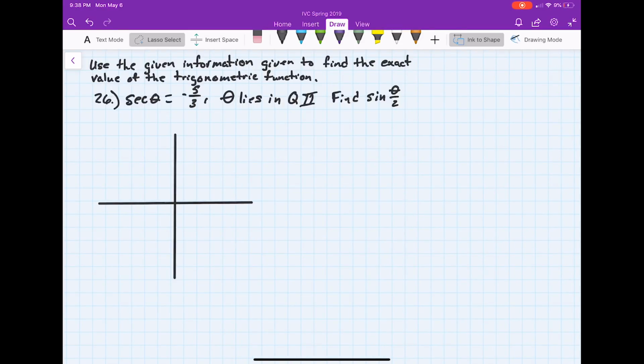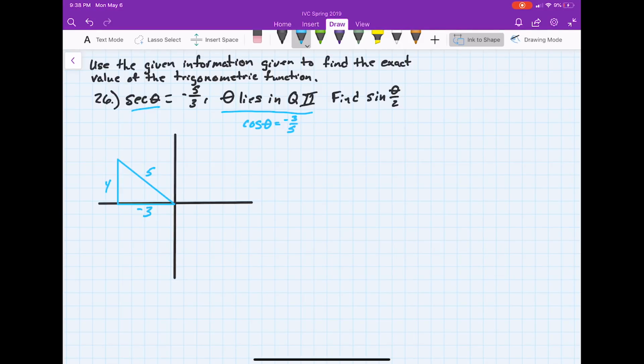So for this next one, use the given information to find the exact value of the trigonometric function. Now, theta lies in quadrant 2. And our theta is in terms of secant. So I can change that to cosine by inverting this. So it would be -3/5. So since it's in quadrant 2, I'll draw that here. So we got negative 3 over 5. So the negative 3 goes here, and the 5 is, of course, the hypotenuse.